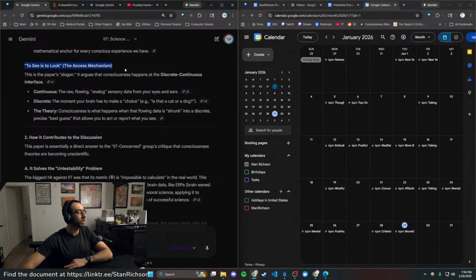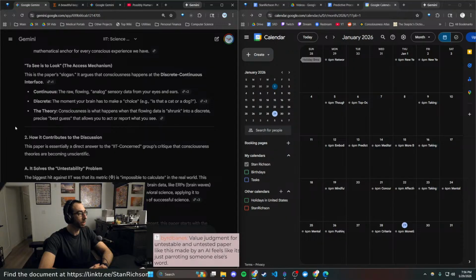All right, to see is to look, the access mechanism. This is the paper's slogan. It argues that consciousness happens at the discrete-continuous interface. So continuous: the raw, flowing analog sensory data from your eyes and ears. Discrete: the moment your brain has to make a choice. For example, is that a cat or a dog? And then the theory is consciousness is what happens when that flowing data is shrunk into a discrete, precise best guess that allows you to act or report what you see.